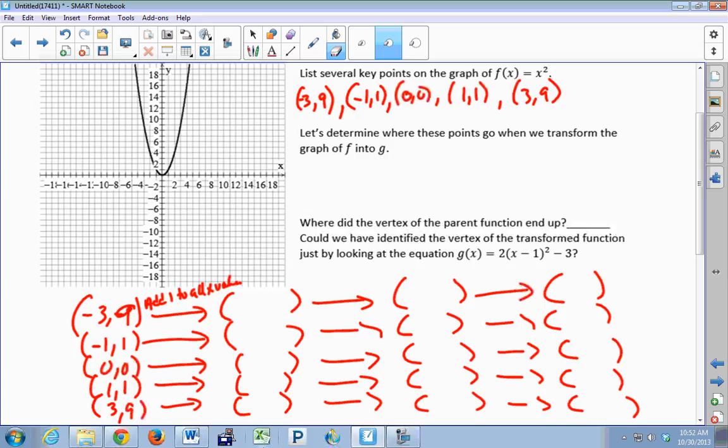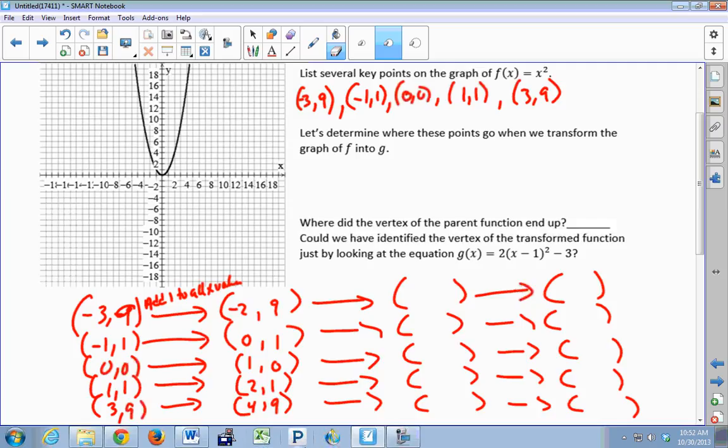So if I add 1 to -3, I get -2, then 0, 1, 2, 4. My y values stay exactly the same: 9, 1, 0, 1, 9. So there's the first part of my transformation.